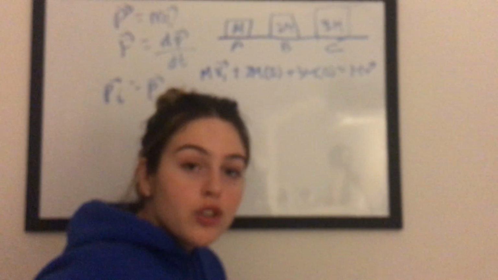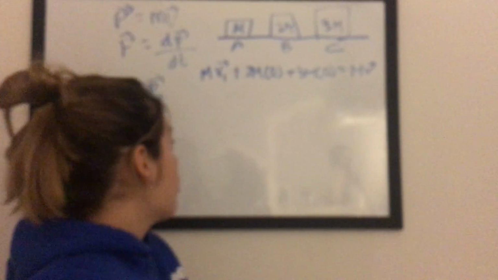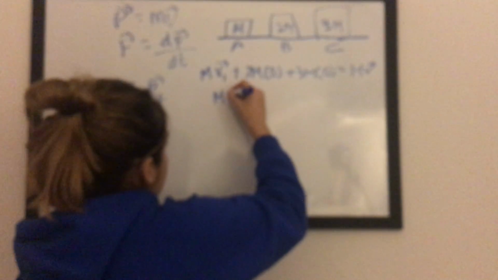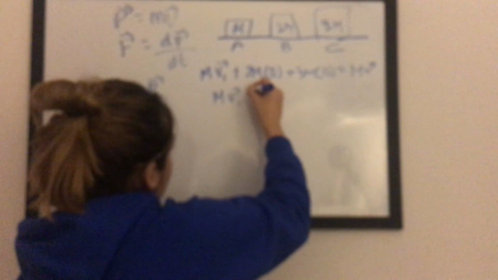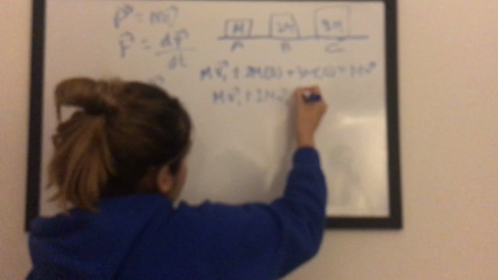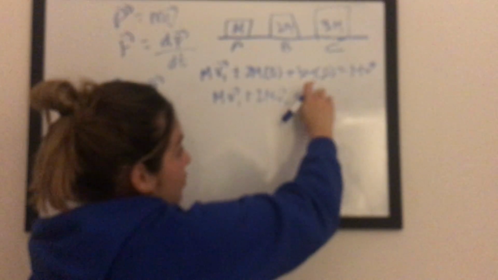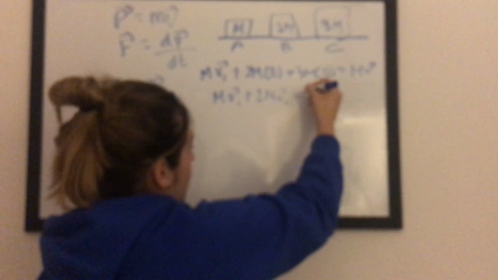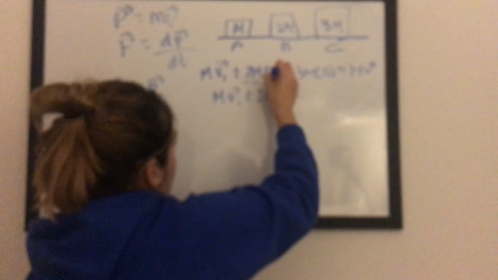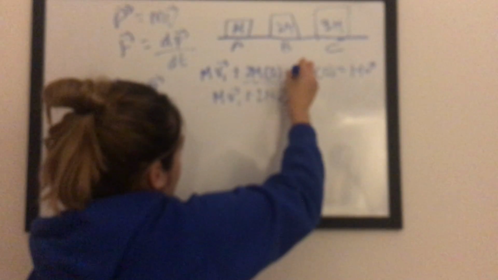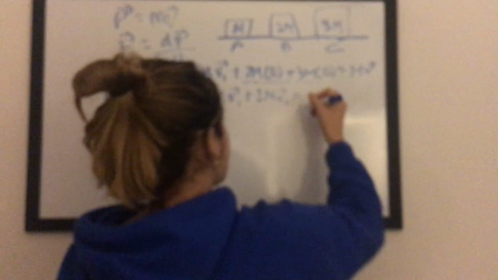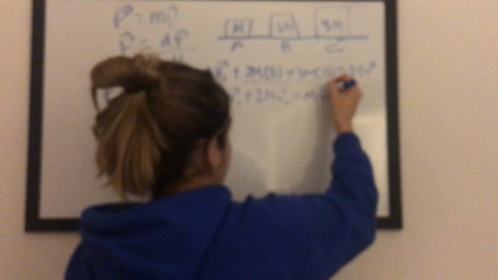Then after the collision of A and B, we know that mass times v1 plus 2 times mass times v2 is going to be equal to, again, Block C is still at rest, so we can just completely ignore that. I'm going to write after collision of A and B, just to clarify, is equal to m times v.